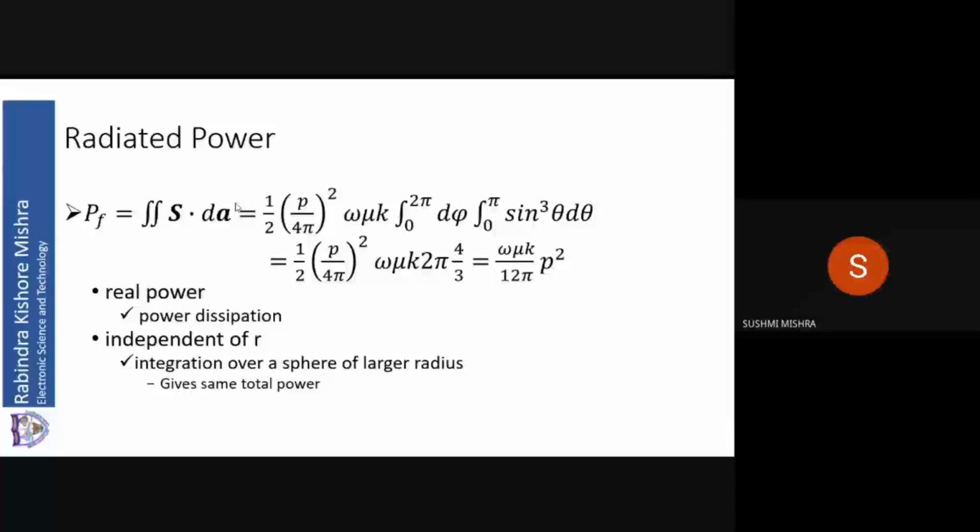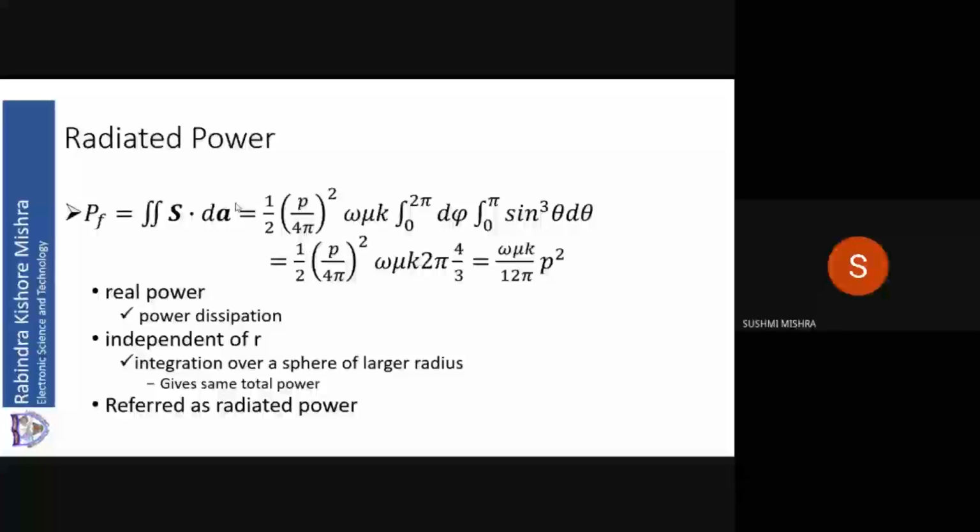Now why did I call it a sphere of large radius? If it is a small radius, what will happen? If R is small, we will be within the near field. There is a possibility of being within the near field. In that case, there will be no radiation. So there will be no radiated power explicitly. There will be other powers also. Therefore, this expression for radiated power will not hold there. Therefore, I said it is over a large radius.